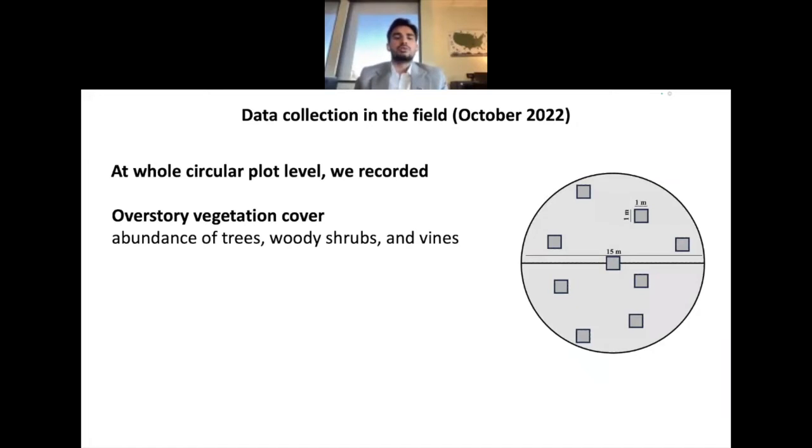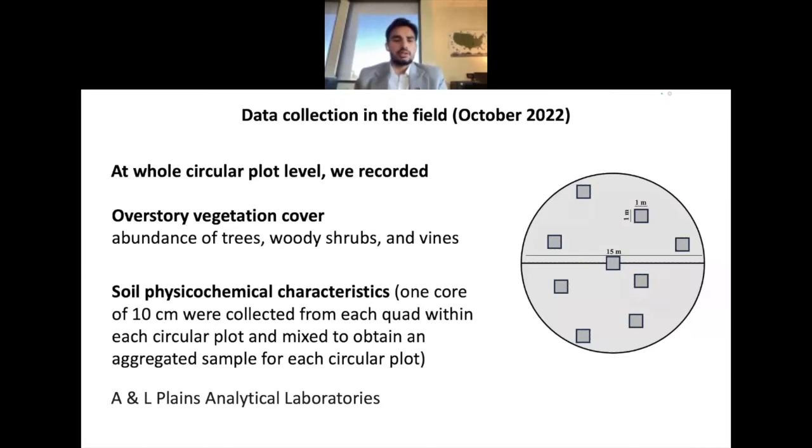So at the whole circular plot level, we recorded overstory vegetation, in which we included abundance of trees, woody shrubs, and vines. And then we recorded soil physiochemical characteristics, in which one core of 10 centimeters was collected from each quadrat within each circular plot and mixed to obtain an aggregate sample for each circular plot. Later, the samples were analyzed at a soil laboratory at Lubbock.